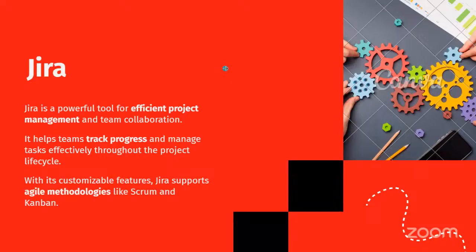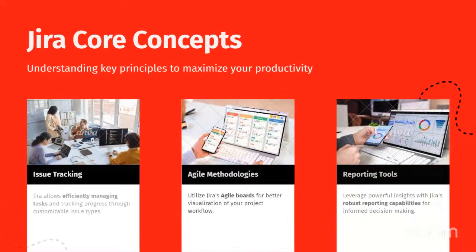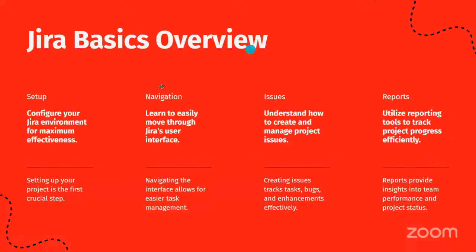Jira is a powerful tool for efficient project management and team collaboration. We can add tasks and issues, and track them through the whole project life cycle. In Jira we can see issue tracking, agile methodologies, and reporting tools. In this, we can add one issue, create a branch, and work on that branch.